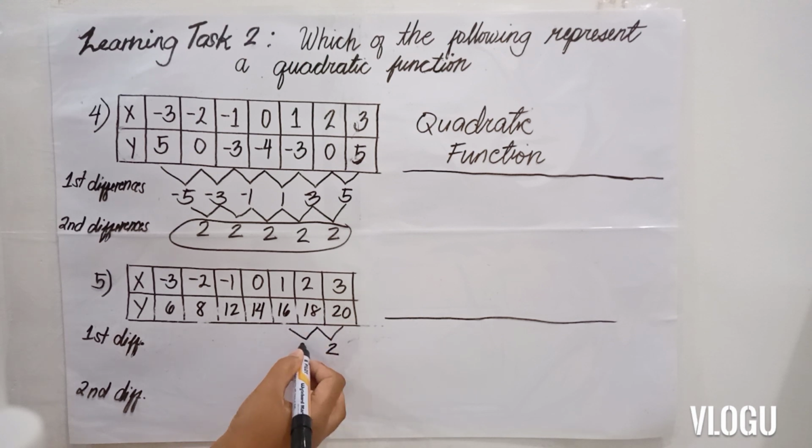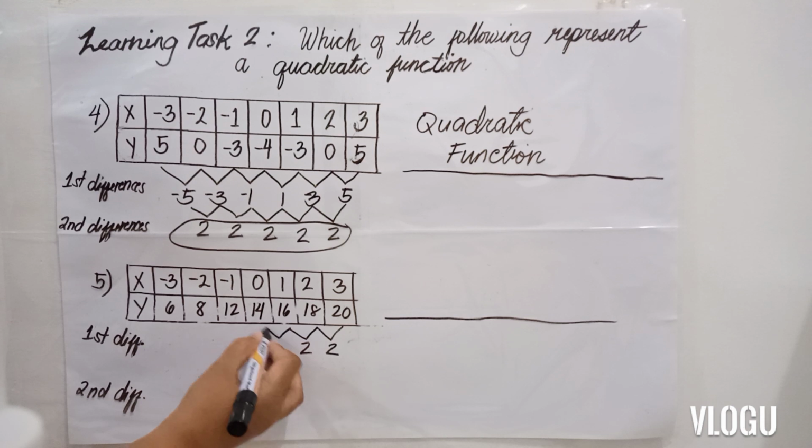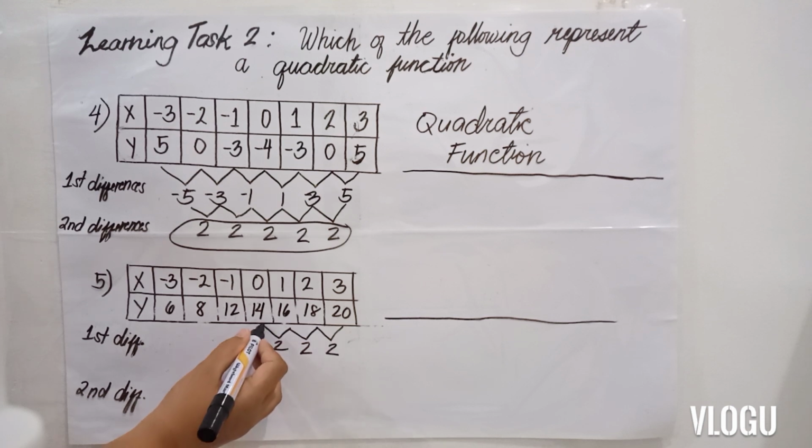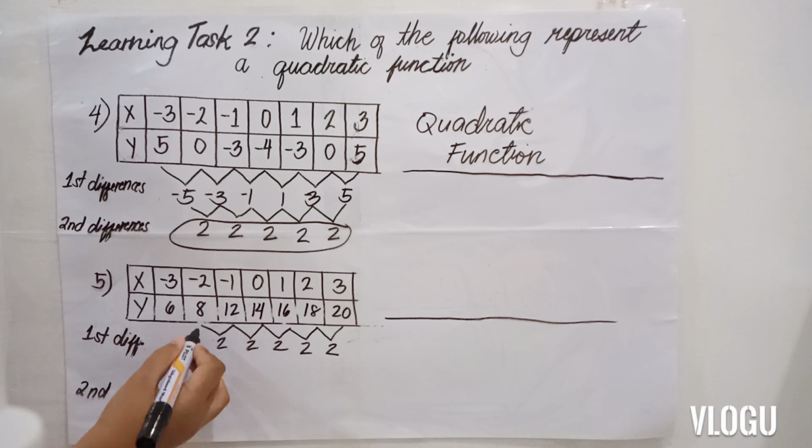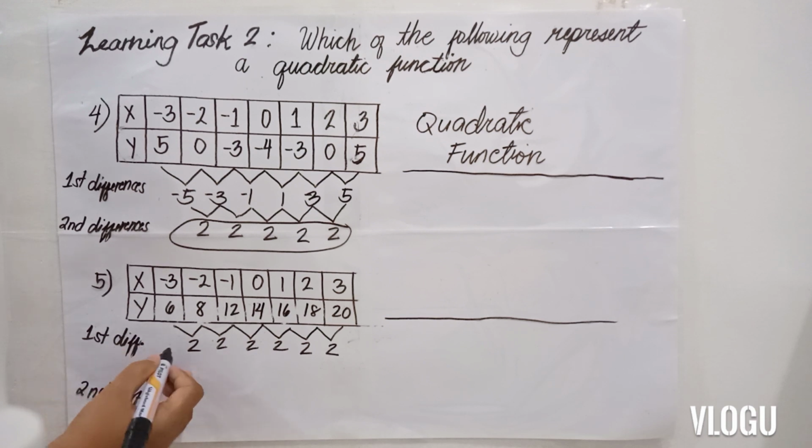18 minus 16 is equal to 2. 16 minus 14 is equal to 2. 14 minus 12 is equal to 2. 12 minus 8 is equal to 2. 8 minus 6 is equal to 2. So, in first differences, they are already equal.